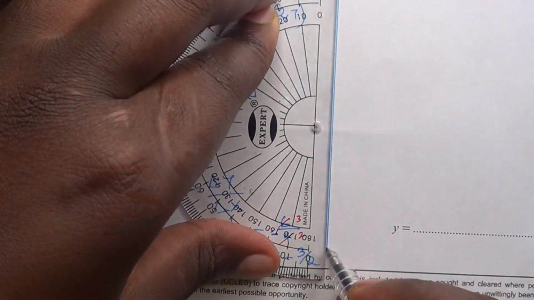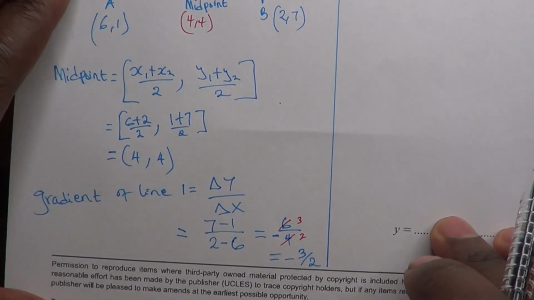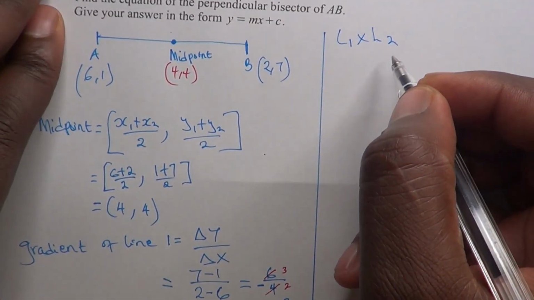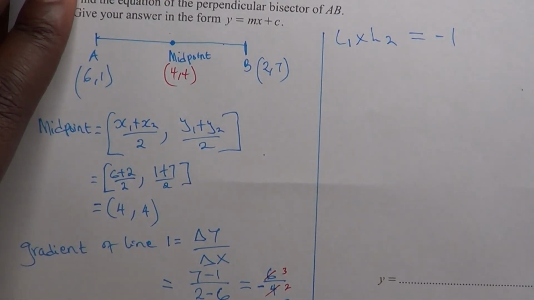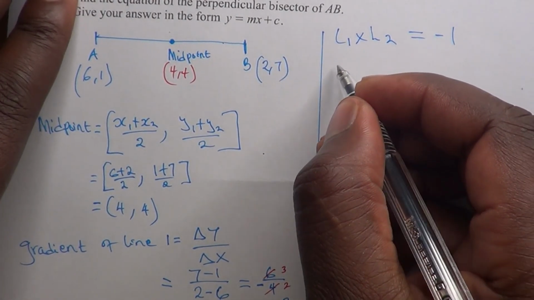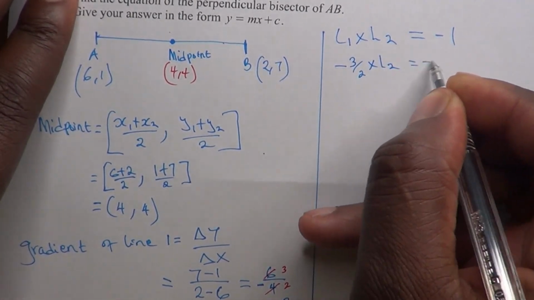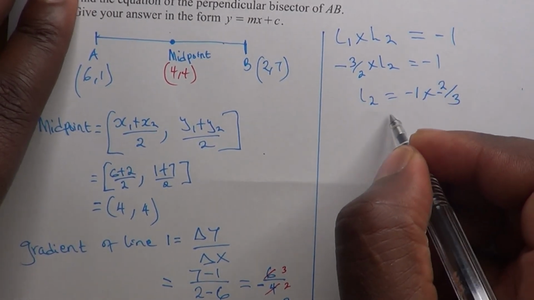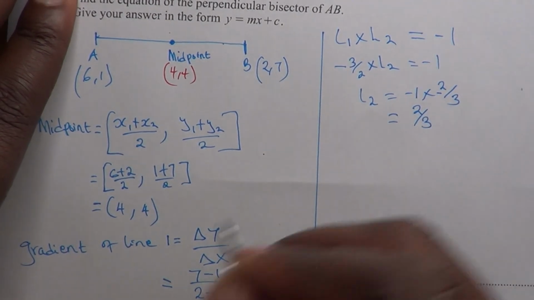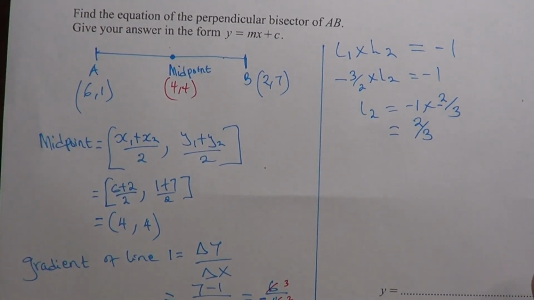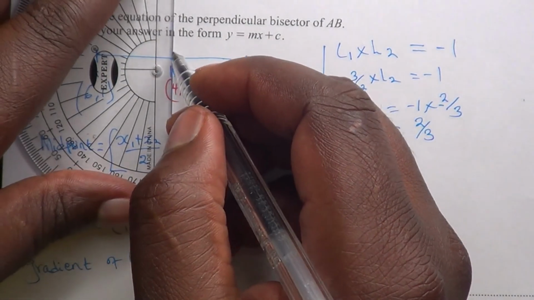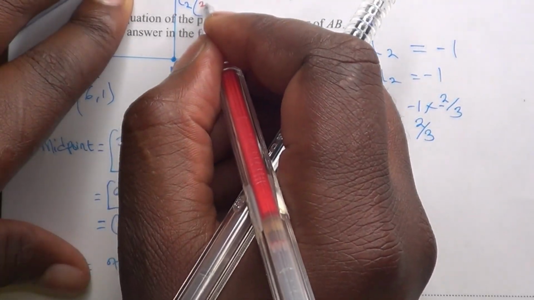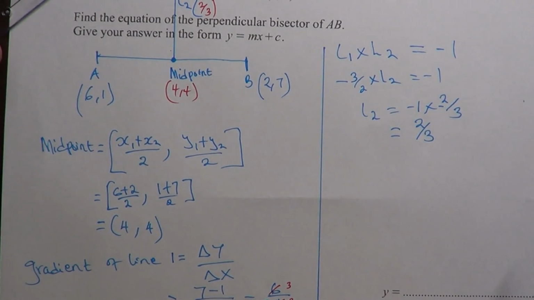Can we find the gradient of line 2? We know gradient of line 1 times gradient of line 2 is equal to -1, because we are dealing with perpendiculars. Now line 1 is -3/2 times line 2, which is -1. So line 2 is equal to -1 times -2/3, which is 2/3. That's the gradient of line 2. So the gradient of line 2 is now 2/3.